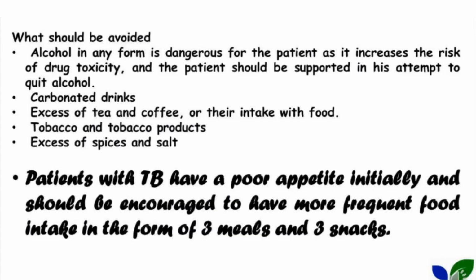What should be avoided? Alcohol in any form is dangerous for the patient as it increases the risk of drug toxicity, and the patient should be supported in his attempt to quit alcohol. Also avoid carbonated drinks, excess of tea and coffee or their intake with food, tobacco and tobacco products, and excess of spices and salt. Patients with TB have a poor appetite initially and should be encouraged to have more frequent food: 3 meals and 3 snacks.